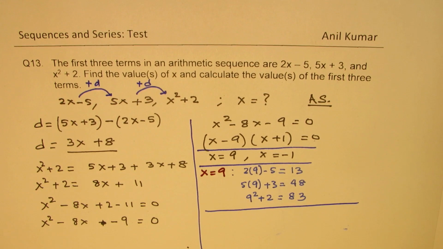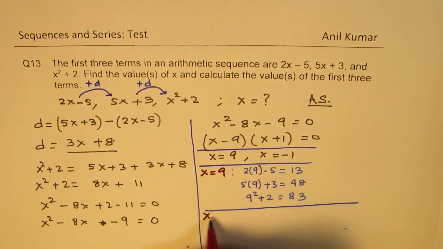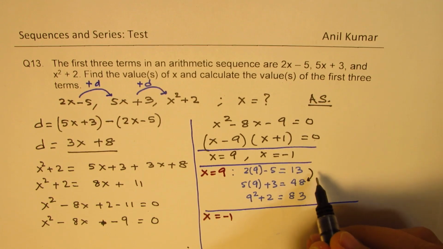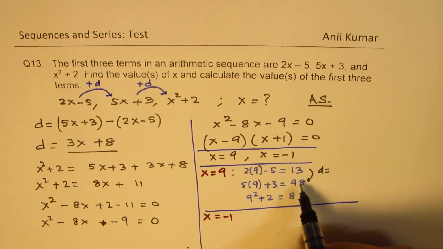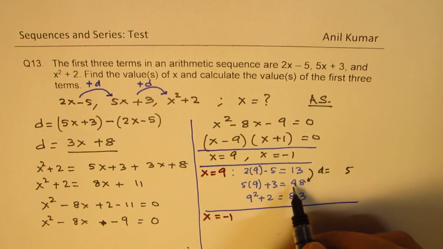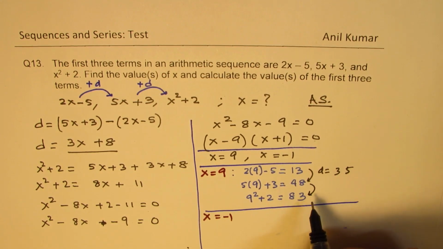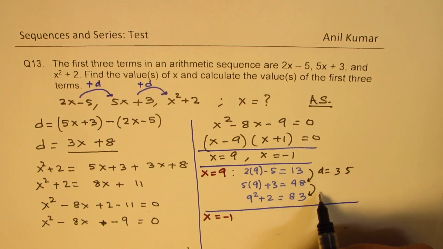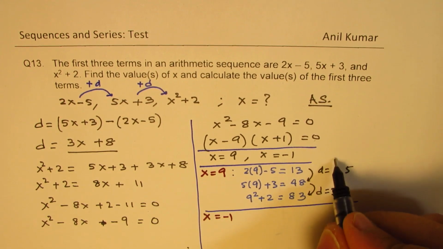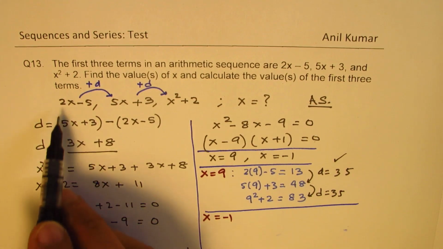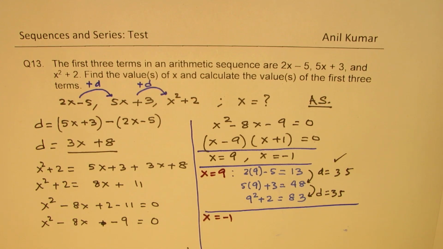So that becomes the first three terms. You may have to check whether you have the constant d or not, right? So let's also calculate this value. So what do we get? Difference, right? So d is equal to 48 minus 13, which is 35, and 83 minus 48 is 35, correct? So here also, if I check, d equals 35, so that works, correct? Okay. Now, for x equals minus 1, let's substitute minus 1 and get the three terms.